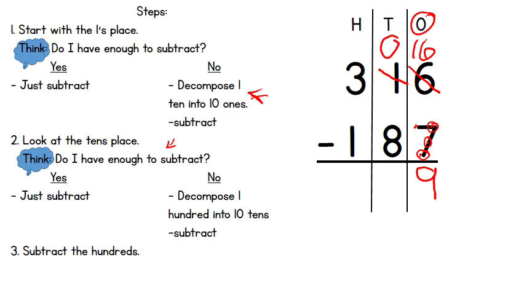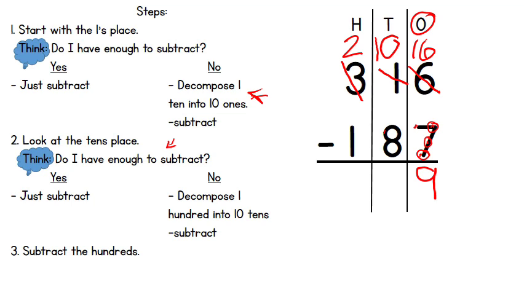Well, I have 0 on top and 8 on the floor, so there's definitely more on the floor, so I'm going to have to go next door and get 10 more. So I go to the hundreds place, and I'm going to get 100 and decompose it into 10 tens. So if I take 100 from 300, I have 200. Now if I add 10 tens to 0 tens, I'm going to have 10 tens. Now I can subtract my 8 tens.